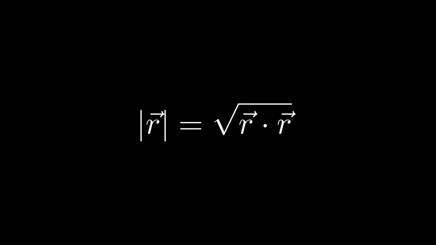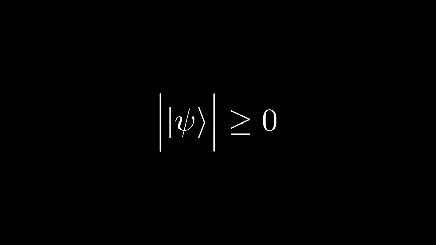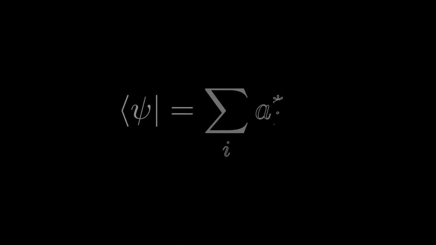The dot product of a vector with itself gives the square of the length of the vector. By analogy, the inner product of a ket with itself also gives the length squared of the ket, which must be greater than or equal to 0. Thus, given an expression for the ket as a sum of its bases, we must define the amplitude in the bra to be the complex conjugate of that in the ket. Otherwise, the length may not be positive or even real.